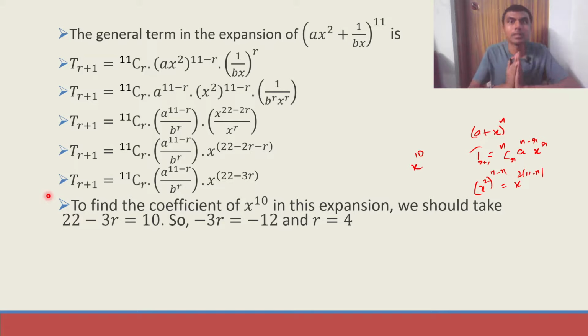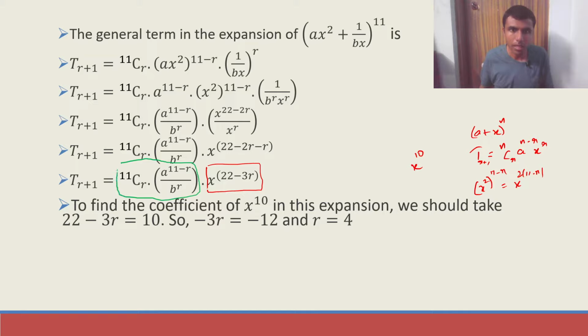But what they gave in the question is the coefficient of x power 10, only the coefficient. Now listen carefully guys, this is something you need to understand. If I put r as 4, I'd get here x power 10, but I want the coefficient of x power 10. What is the coefficient of x power 10? This remaining part is going to be my coefficient. In this part just put r as 4. So my coefficient is going to be nothing but 11C4 into a power 11 minus 4 by b power 4.